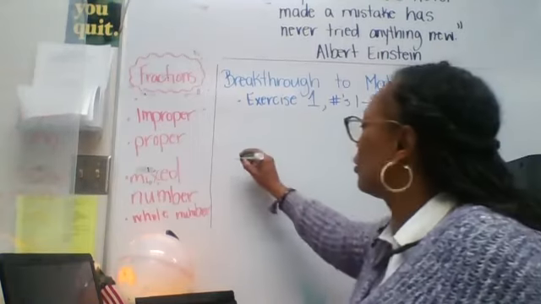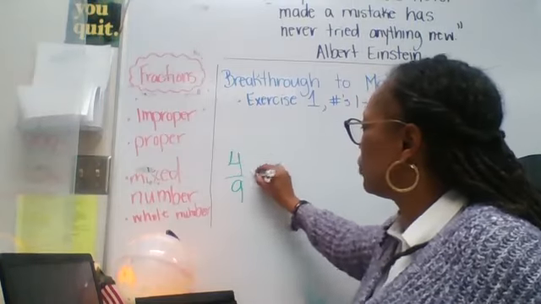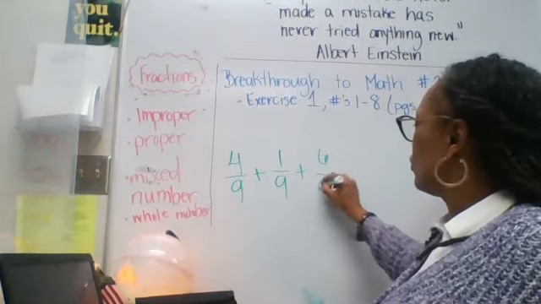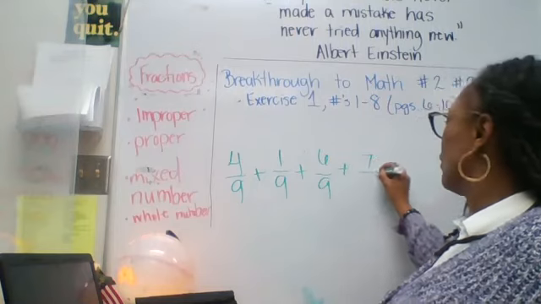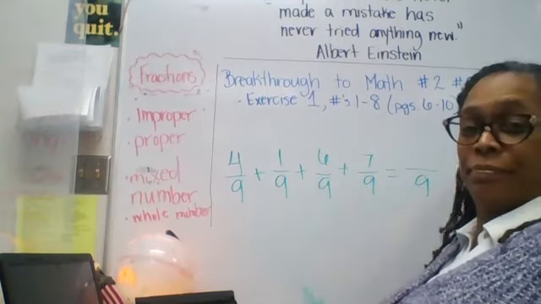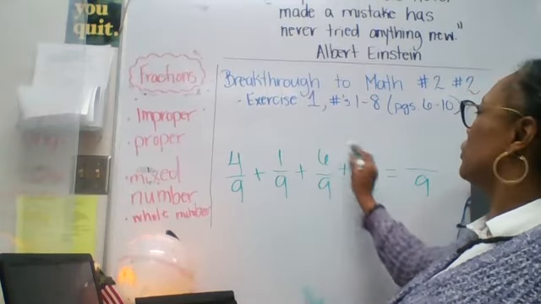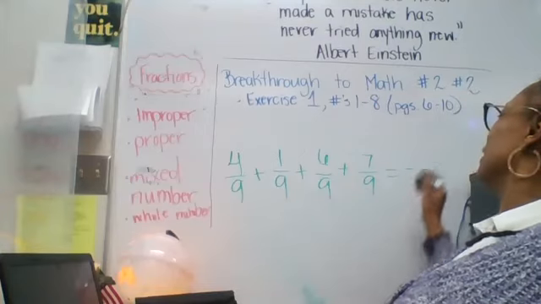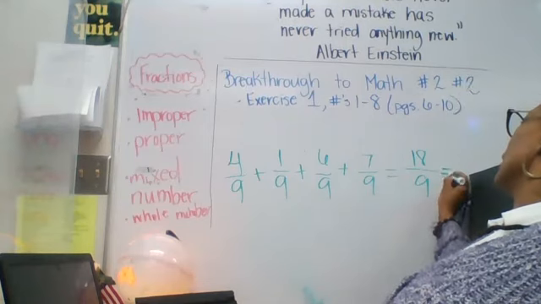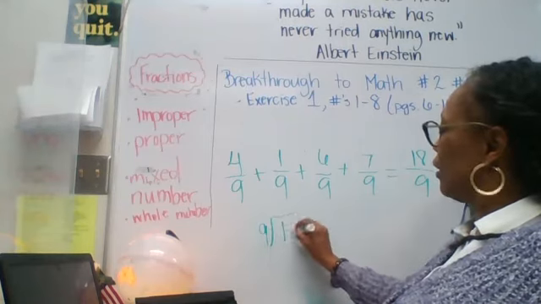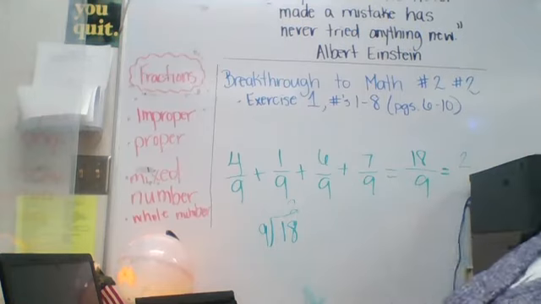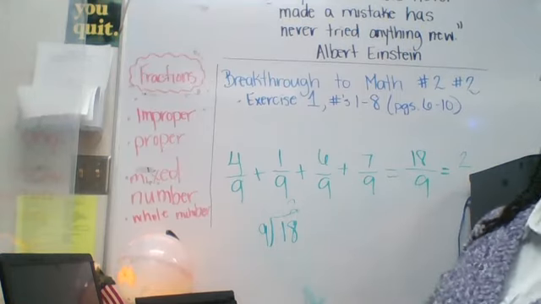Okay, our last one. 4 over 9 plus 1 over 9 plus 6 over 9 plus 7 over 9. 9 is what we're leaving it. 4 plus 1 is 5, plus 6 is 11, plus 7 is 18. And we do know that 9 goes up to 18 evenly. How about that? So our answer is just 2. That one was pretty easy.